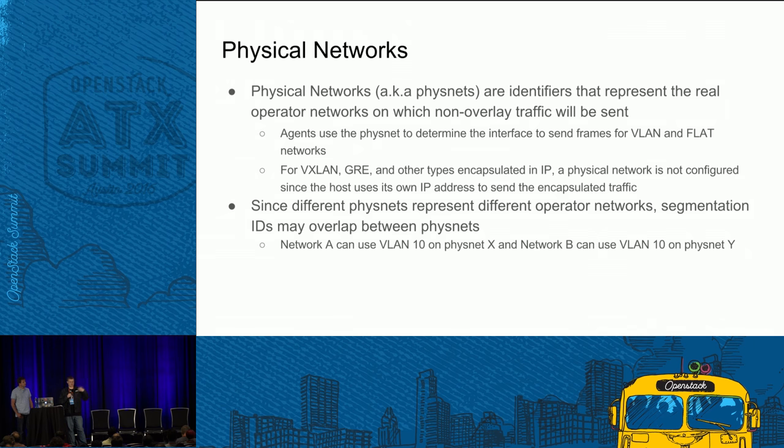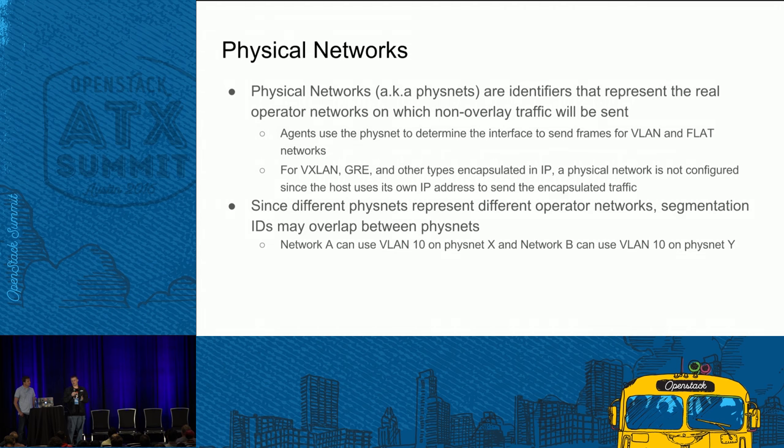So we had segments, and then segments refer to physical networks for VLAN and flat use cases. A physical network is just an identifier that represents a real operator network that Ethernet frames are going to be sent out on. So the agents have mappings from physnets to a specific bridge they're going to send something on. If they have a port that's connected to a network, and that network has a segment that says this belongs to physnet external, the agent will have a mapping that says, okay, anything that goes to external, I know I have to send out this bridge external or something like that.